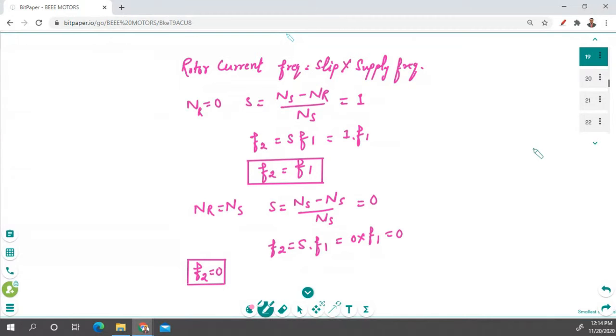Yamini is asking a question. In both cases, there is no rotation. You will see right here, if rotor speed is equal to 0, that means these frequencies are equal, and the rotor is not rotating. The second point is that when rotor speed is equal to the synchronous speed, then slip is going to be 0, and so there is no frequency right here.